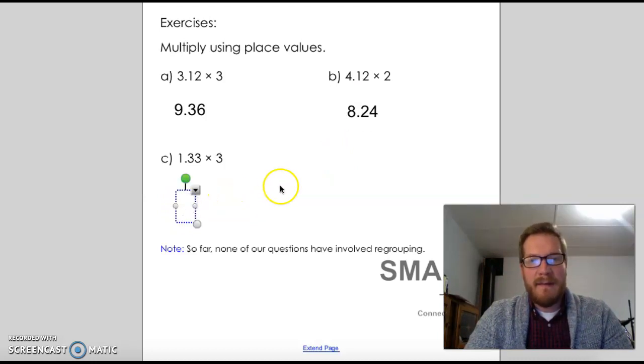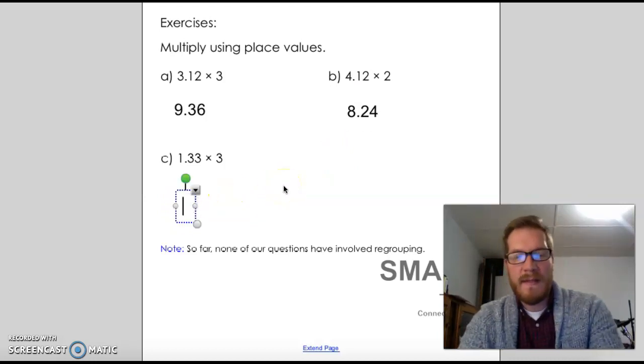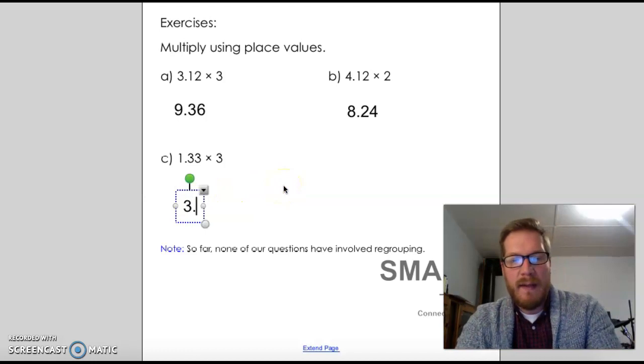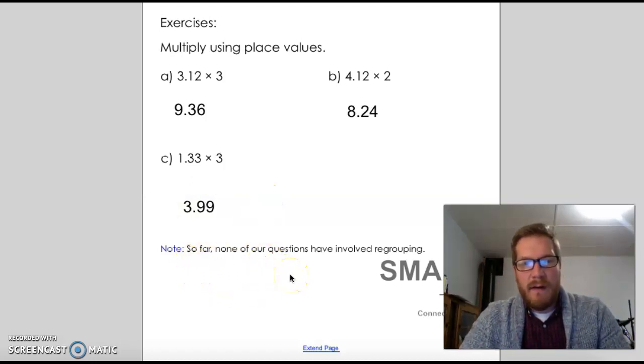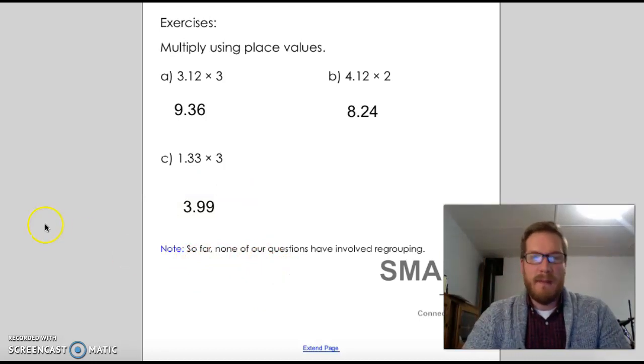And lastly, 1 times 3 gives us 3 ones. And then 3/10 times 3 gives us 9/10. And 3 hundredths times 3 gives us 9 hundredths. So this little note down here, so far none of our questions have involved regrouping. That will change.